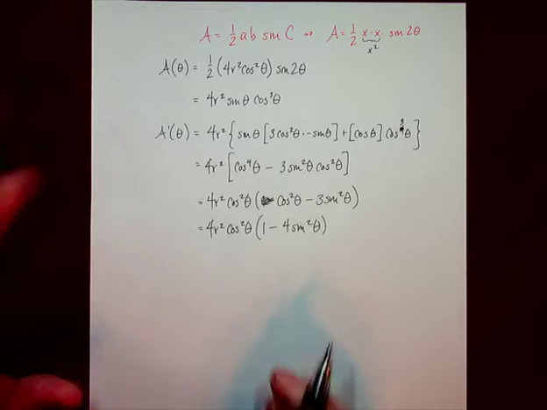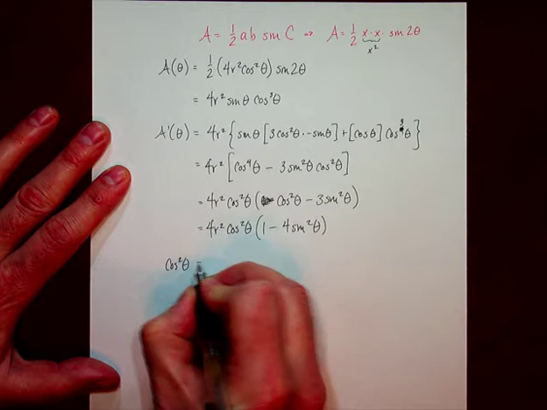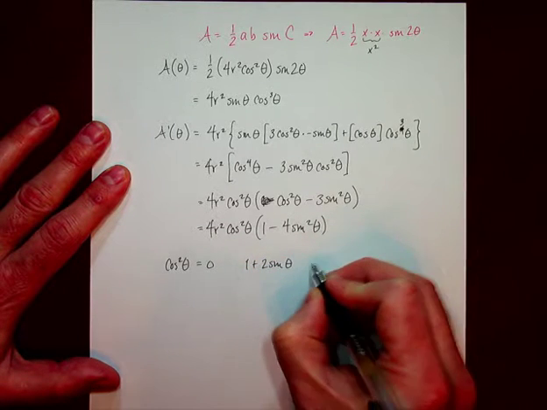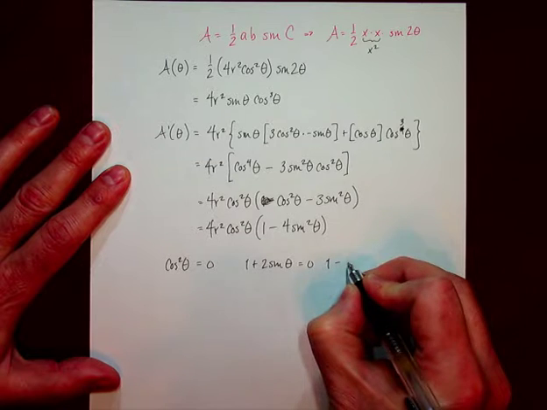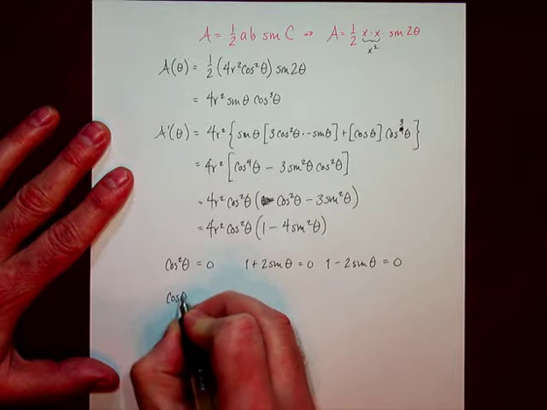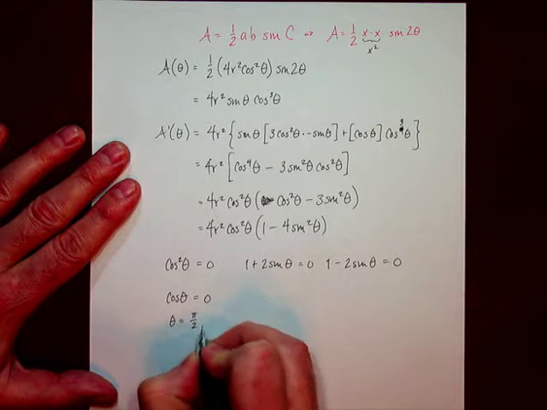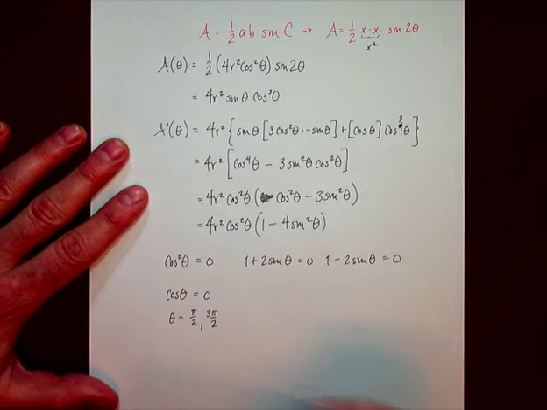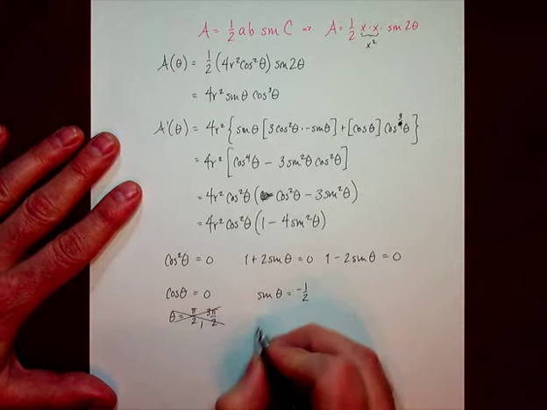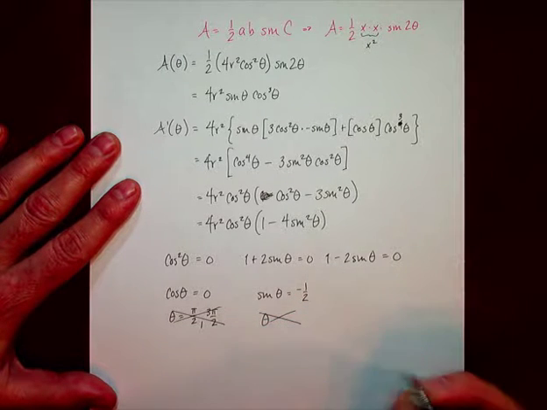And now I have a derivative that's actually factorable. I'm going to go ahead and set it equal to 0. Now remember, this is the difference of two squares: 1 plus 2 sine theta is equal to 0, and 1 minus 2 sine theta is equal to 0. Alrighty, so where is cosine theta equal to 0? Well, cosine theta is equal to 0 at pi over 2 and 3 pi over 2. For our scenario, neither of those are going to work. This is going to give us sine theta equal to negative 1/2, and of course that happens in the third and fourth quadrant, so that's not going to help us.